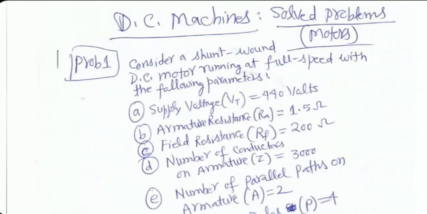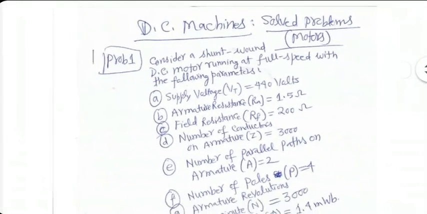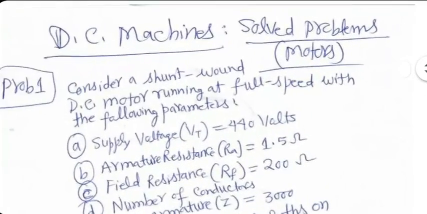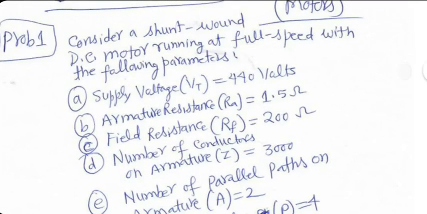You are given a shunt wound DC motor running at full speed with the parameters given. Supply voltage, which is also known as terminal voltage, is 440 volts. Armature resistance is 1.5 ohm. Field resistance is 200 ohms. Number of conductors on armature is 3000.